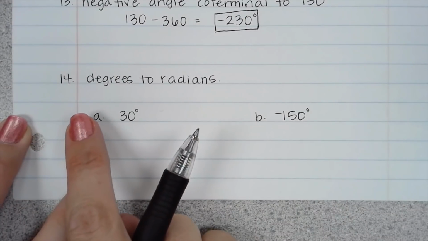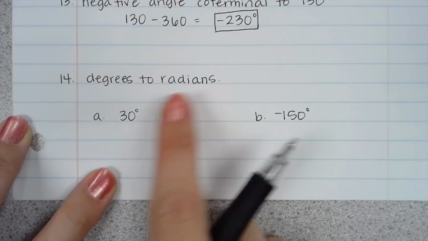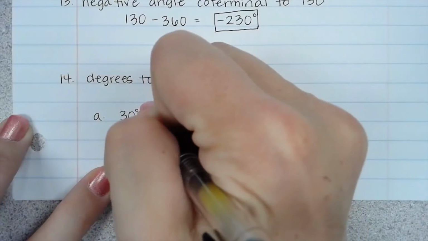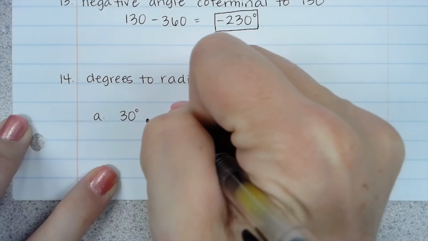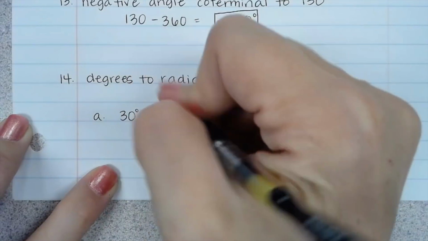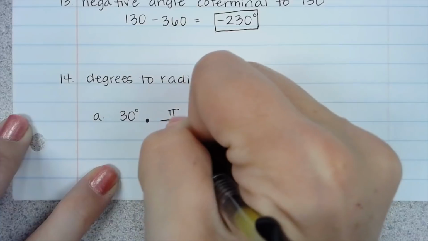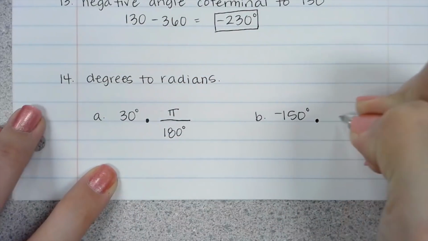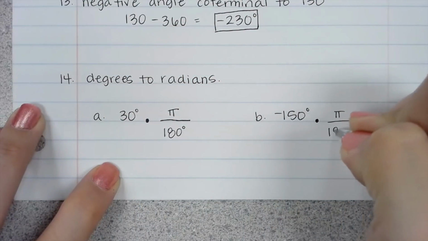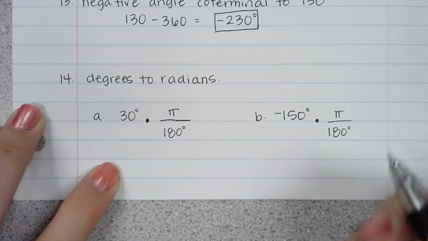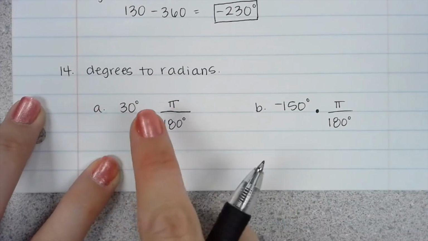On question number 14, I'm converting degrees into radians. Remember, when you're starting with degrees and you're deciding which of the conversion factors you're going to multiply by, you're going to do the one with pi in the top. Remember, pi radians is the same as 180 degrees. So on both of these, when I multiply them by pi over 180, I'm really just multiplying them by the number 1, and then I'm going to simplify.